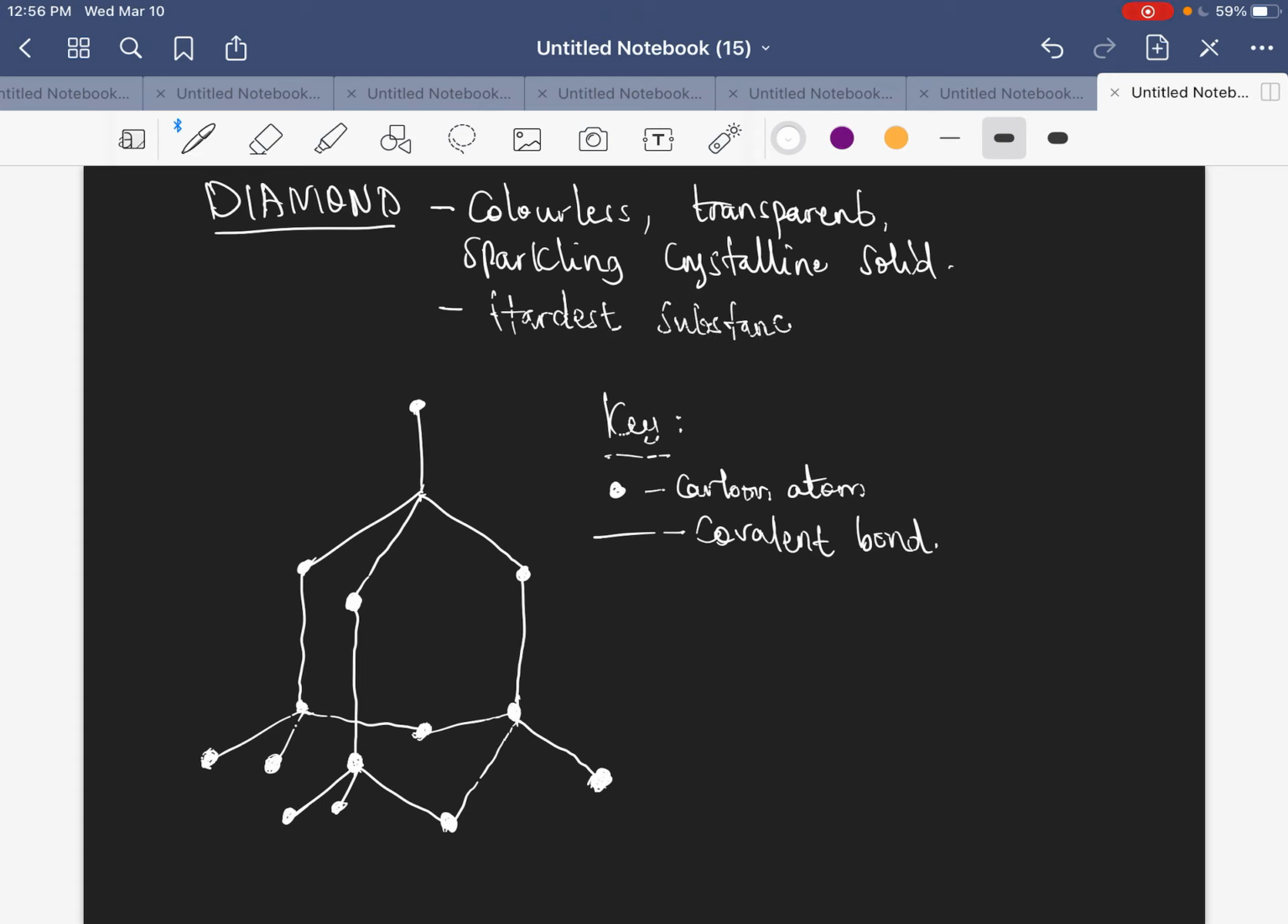Hardest substance known. That's why it is used in drilling glass. So later, when you look at the different uses of these allotropes, we realize that because diamond is very, very hard, it is used in drilling. Okay, briefly, let's talk about the structure.